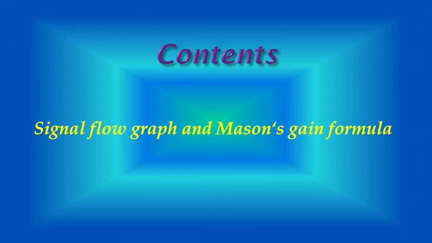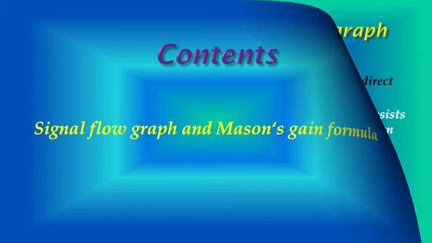Hello, my dear student. It is my seventh lecture of the course on control system engineering. In the last lecture, I discussed block diagram representation of control systems. Now, in the present lecture, I am going to introduce signal flow graph. The contents are signal flow graph and Mason's gain formula.